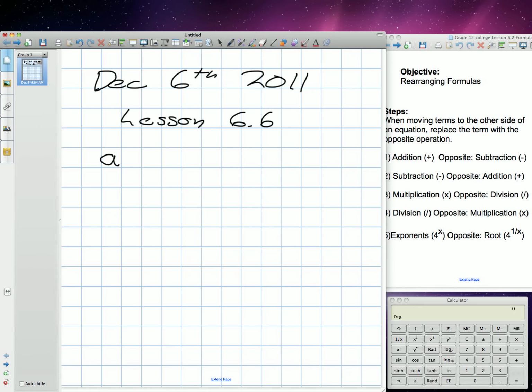A to the power of n is equal to a to the power of m if m is equal to n, such that a is greater than 0 and a is not equal to 1. A has to be greater than 0 and could not equal 1 for this to be true.